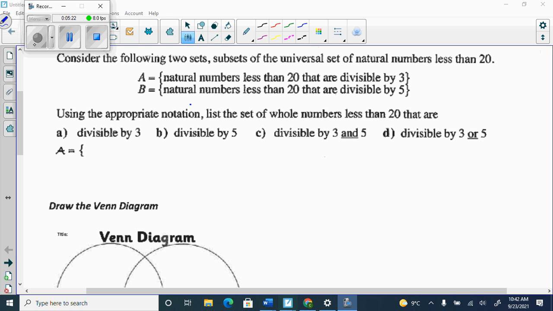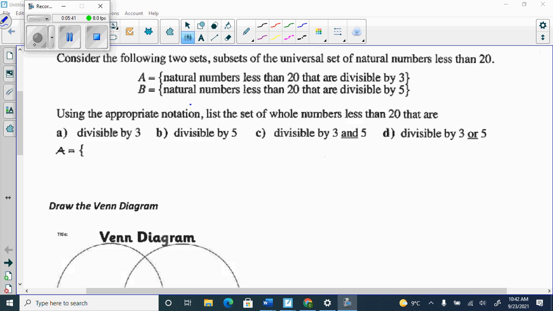Like this one is A equals, and then I put what this is. This will be B equals. I put what's in this one. This one I'm going to go divisible by 3 and A and B equals. I have to use the notation. Divisible by 3, A or B equals. Use the notation, right? Why isn't it just C though?